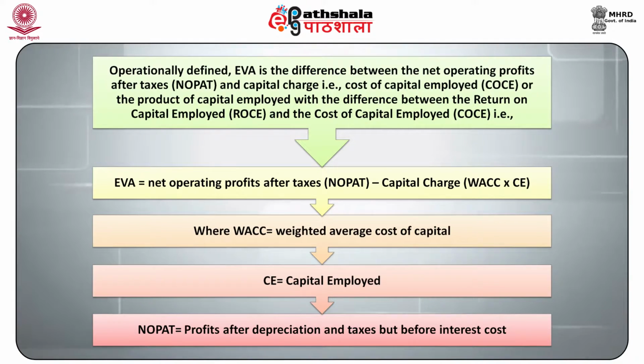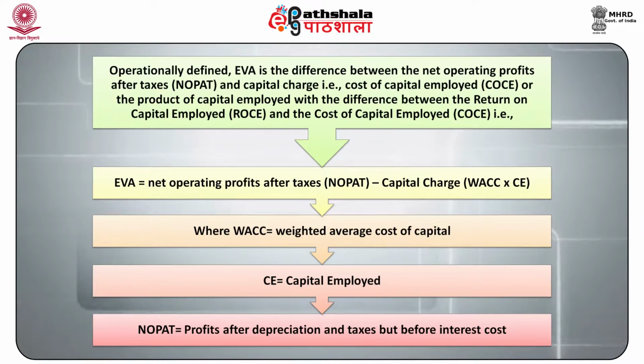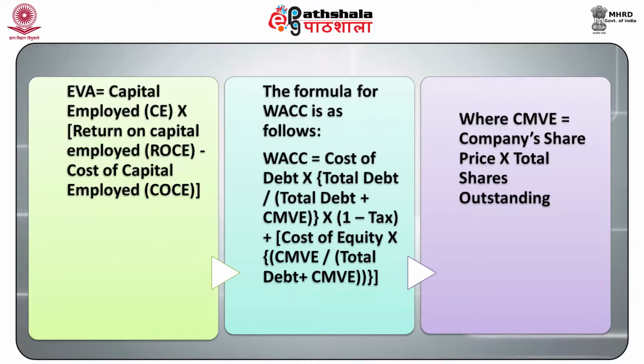NOPAT is equal to profits after depreciation and taxes but before interest cost, or EVA is equal to capital employed multiplied by return on capital employed minus cost of capital employed.